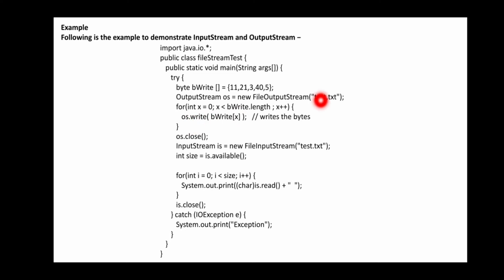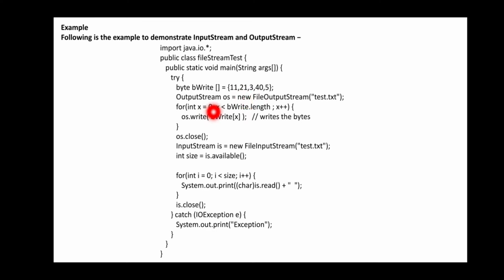os means this file will be opened and it is used for writing purpose. bWrite of 0 is 11, so 11 will be stored within this particular file. Next we go for x equals 1. 1 is less than 5, yes. So os once again opens for writing bWrite of 1, which is 21. Next 3, next 40, next 5.